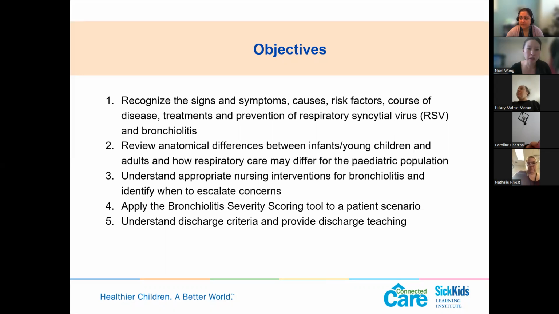So our objectives for today are to discuss and recognize the signs and symptoms, cause, risk factors, and course of disease, treatment, and prevention for RSV and bronchiolitis. We'll review some of the anatomical differences between our pediatric patients as well as adults, and how your care might differ. We're going to understand the appropriate nursing interventions for bronchiolitis and identify when to escalate concerns. I'm going to be introducing a bronchiolitis severity scoring tool, which we use, and I'll discuss a little bit more as to how to use and apply it into real life scenarios. And then at the end, just understanding the discharge criteria and any discharge teaching that's required for our patients.